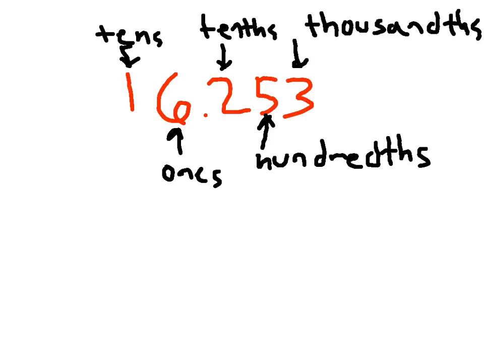So the way we read this number is 16 and we read this decimal portion right here, 253 thousandths. Even if we had more digits, we would keep on reading. So for instance, we would say 2,500, and this decimal is still equivalent, 2,530 ten-thousandths.